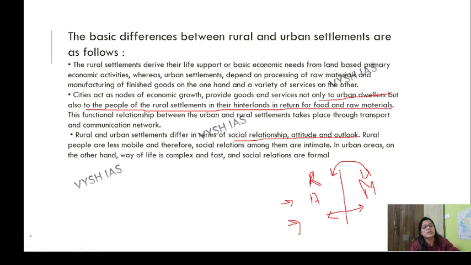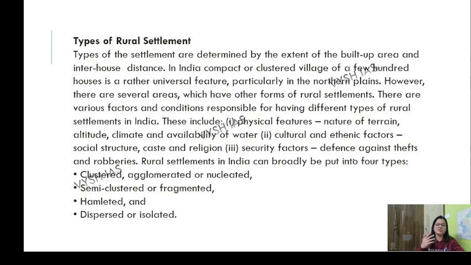There is a very big difference in terms of social relationships, attitude and outlook. Rural people are less mobile, and their social relations are intimate. In urban areas, on the other hand, relations are complex and fast. Urban people are in so much rush. That's why there's a trend these days. Many times I live in the capital city and then I go to the Thar desert, live there for 7, 8 days, and find my peace, because here it is too fast. Those people are very slow and steady. They're enjoying their life.